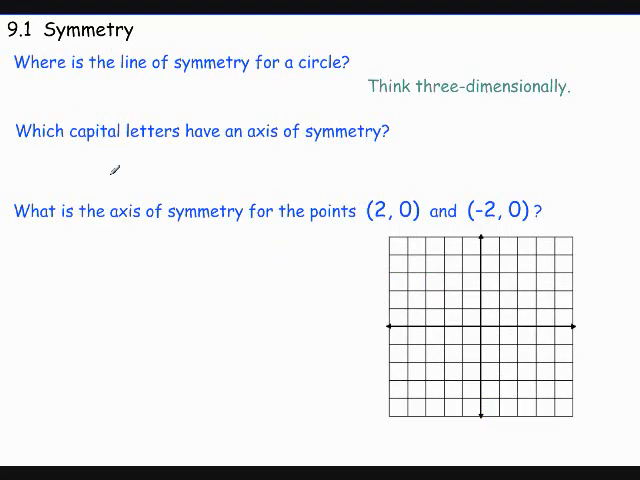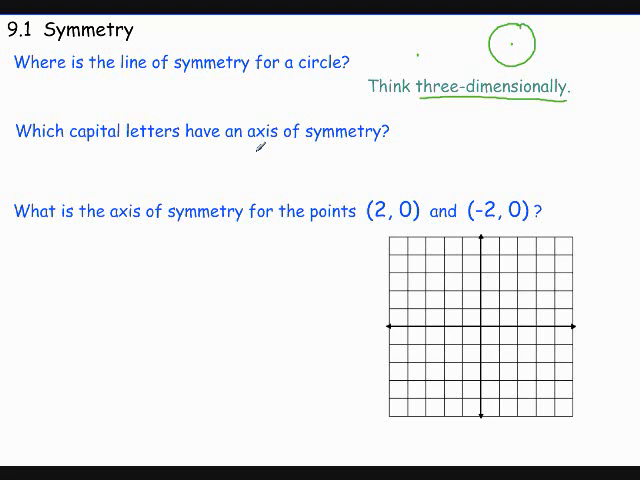Where is the line of symmetry for a circle? Now you do have to think three-dimensionally here, because the line of symmetry for a circle would be right there. Well, that doesn't look like a line, right? You know that's not a line. However, if you pictured that as you're looking at the end of a line that's coming straight at you, that's what I mean by thinking three-dimensionally. So you've got this, which is on a flat surface, and then this line which is popping out at you.